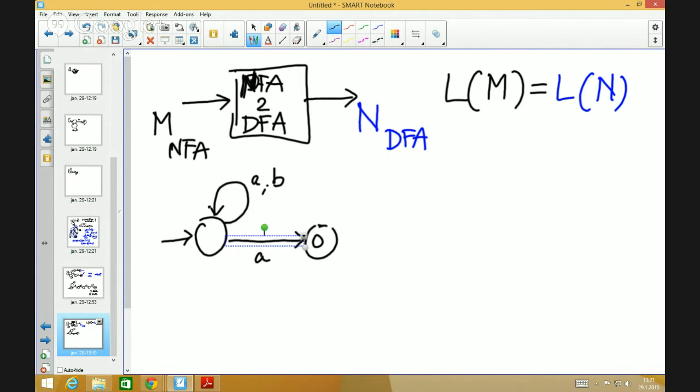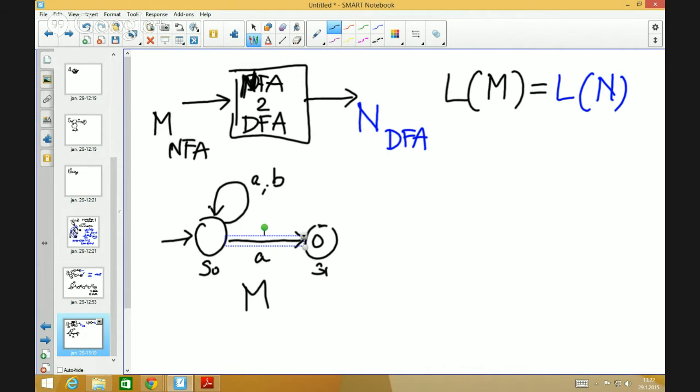Okay, so this is my input. This is M. And let's give names to these two states because we are going to use them. Okay, so how can we deterministically simulate the behavior of this NFA?